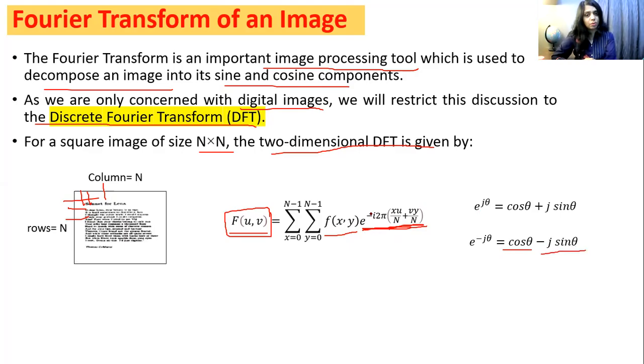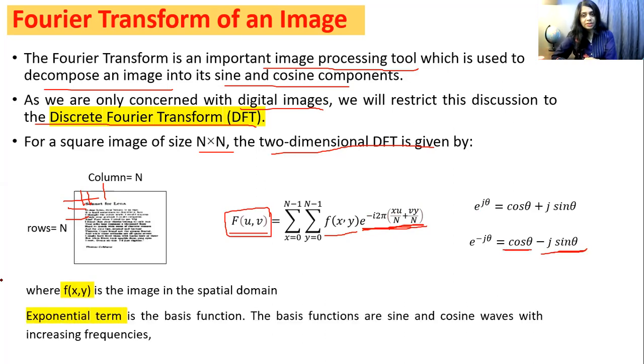What is e raised to power minus j 2 pi (ux by n plus vy by n)? It consists of cos terms and sine terms. Now in this equation it is written f of x comma y is the input image. This input image is the spatial domain. This exponential term is a basis function. This term, as I explained you already, the exponential term, is a basis function.